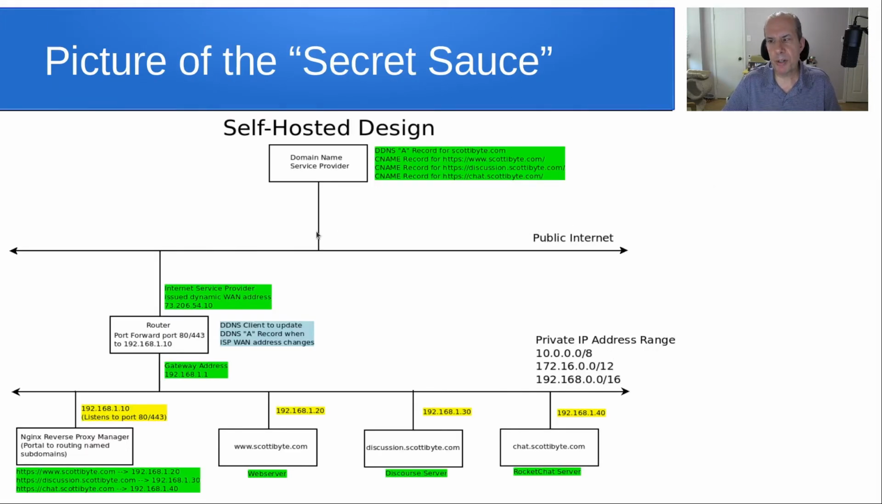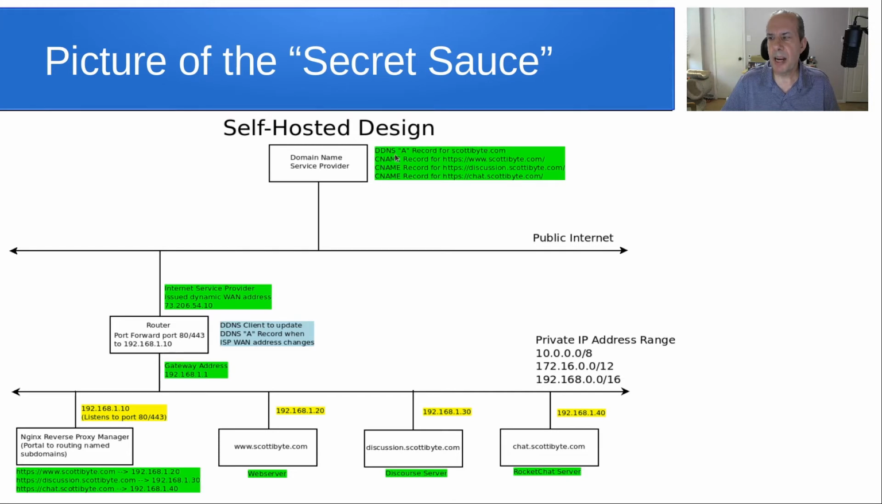This is a picture of the secret sauce. This is kind of a theoretical home network design, if you will. At the top, we have our domain name service provider, somebody like Cloudflare or Google or whoever you sign up with for your domain name. And on that, we would have a DDNS record. For example, my domain name is Scotti-BYTE.com, and I have a dynamic DNS record defined up at my domain name service provider, which happens to be Google, for Scotti-BYTE.com.